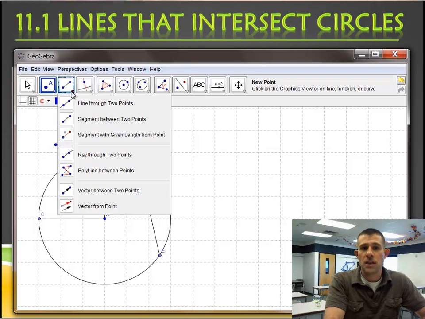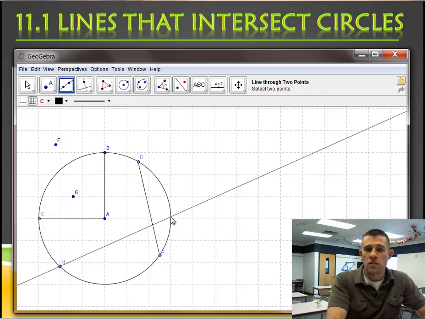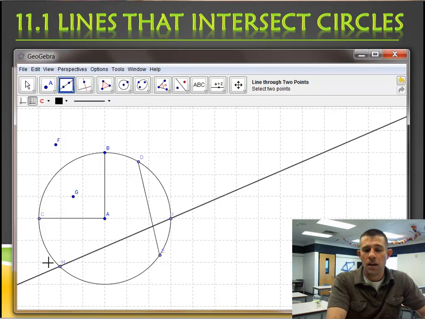Let's first of all talk about a secant. A secant is a line that passes through the circle in 2 points. So here is an example. This is line HI, and it passes through the circle in 2 points.